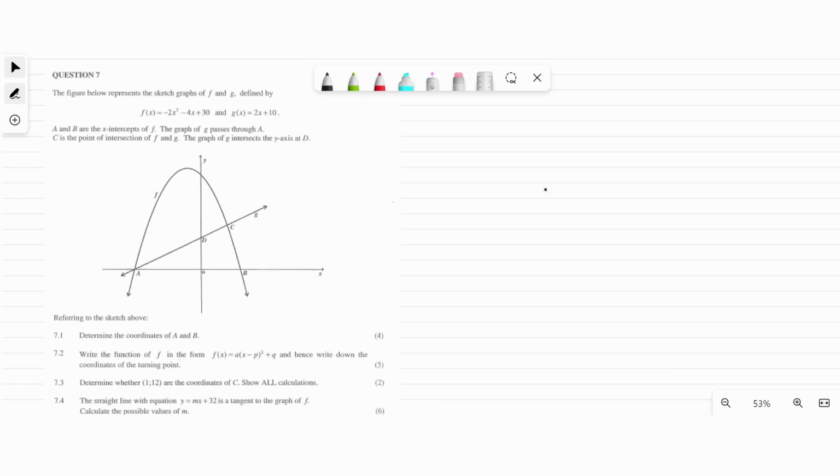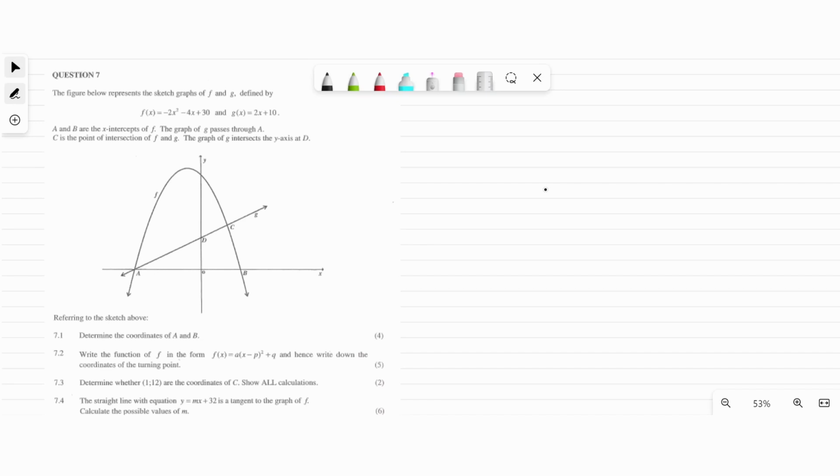So let's do question number 7. It says the figure below represents a sketch graph of f of x and g of x. What do we see? Since f of x has x to the power 2, it's a quadratic, which is a parabola, as you can see on the diagram. And g of x, since it has x to the power 1, it's a straight line, as you can see drawn below.